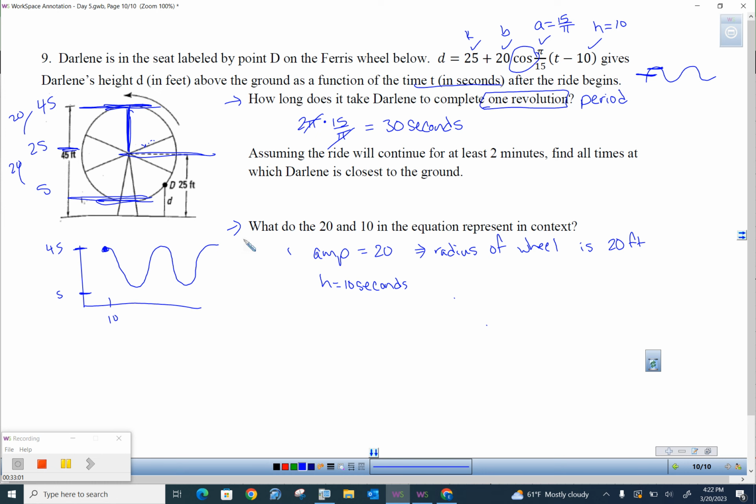And why that's what I'm starting with is because this scale doesn't matter for all the pieces. I just care about the important features. So here, the important feature of this 10 seconds tells me that 10 seconds is where the maximum occurs because of that parent function. So in context, the maximum means the top of the wheel, and we're talking about Darlene. So this says after 10 seconds, Darlene is at the top of the wheel.